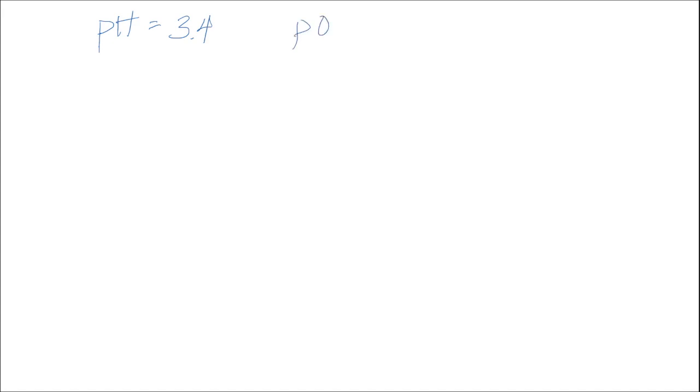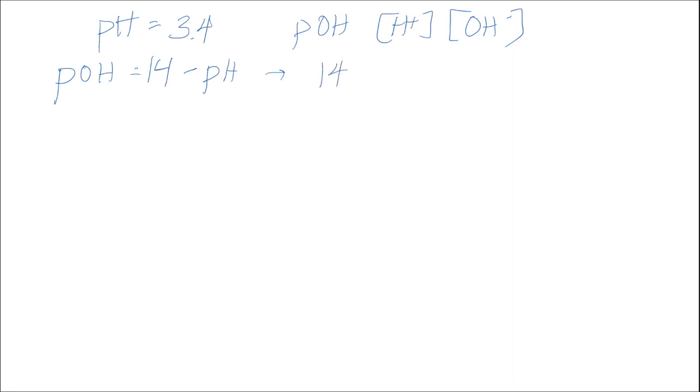All right, so I'm going to go through pOH, concentration of H plus, concentration of OH minus. Okay, the easiest one is to go from pH to pOH. I know that pOH is going to be 14 minus pH, because that's the relationship. So I know that 14 minus 3.4 is going to be 10.6. And that, my friends, is my pOH. So that's an easy one.